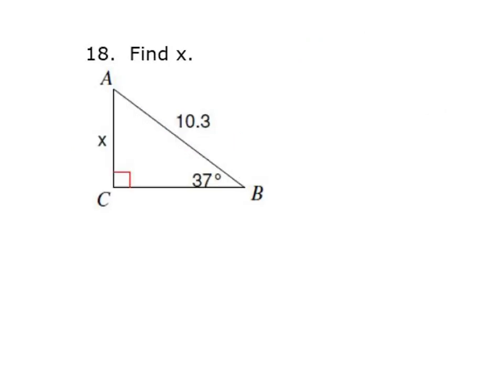Question 18. Here's another one. We have a right triangle. It's not a special right triangle. We know one angle and one side. So we're going back to SOHCAHTOA.